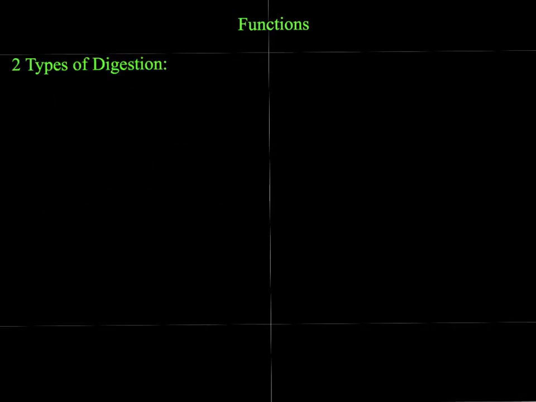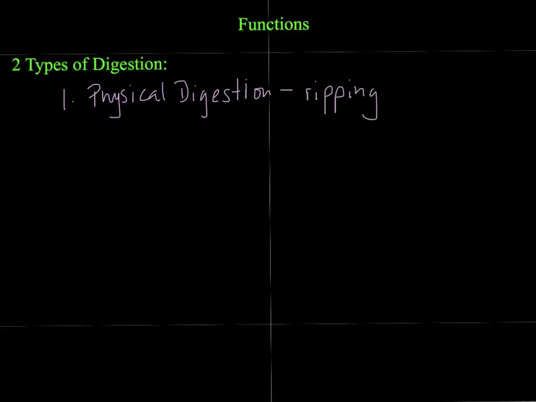There are 2 types of digestion. The first type is physical digestion. And the best way to explain physical digestion is to give you examples. So examples of physical digestion are ripping, chewing, churning, grinding, or mixing.